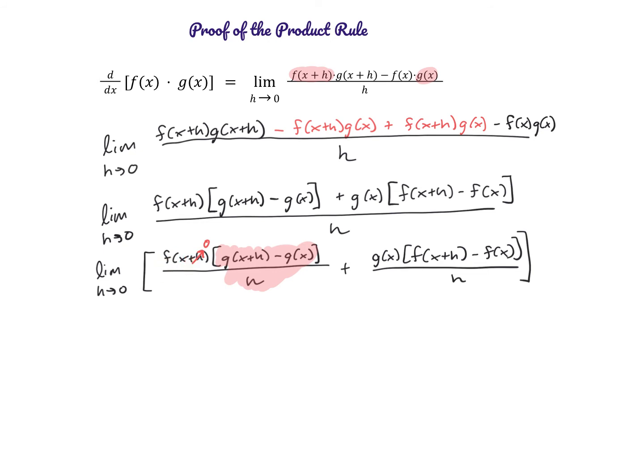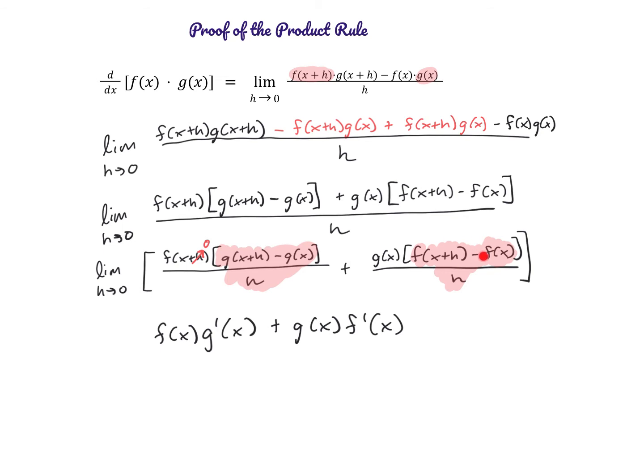So now I'm evaluating our limit. This portion just becomes f of x, and this is the definition of g prime of x. And then if you evaluate this portion of our limit, you'll notice that f of x plus h minus f of x all over h is the definition of f prime of x. So what I have left in this portion is g of x times f prime of x.